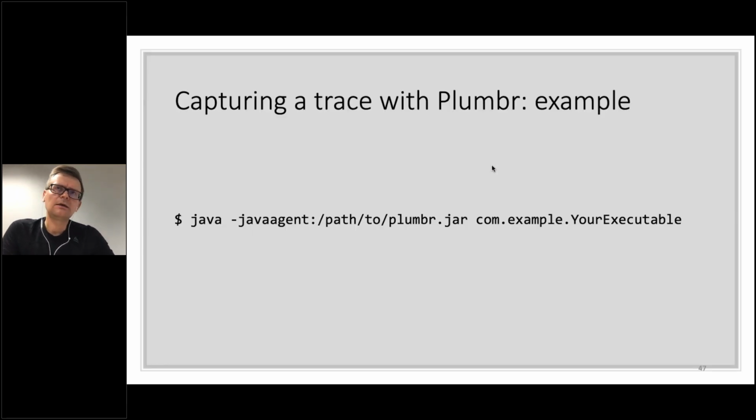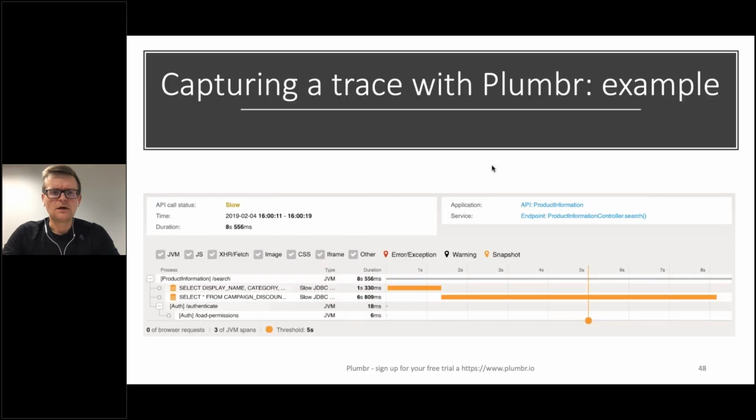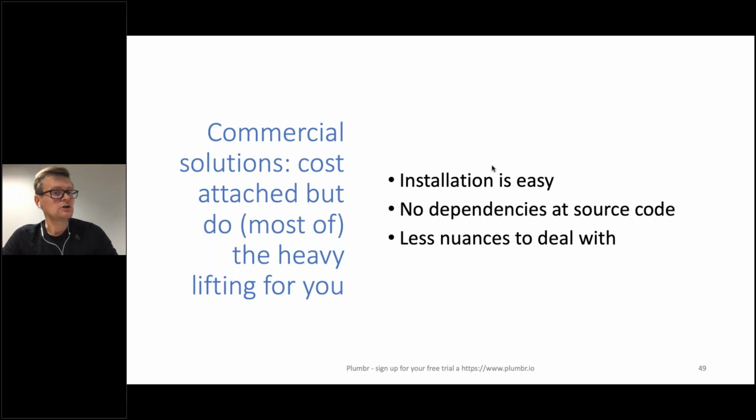Those solutions typically take a less obtrusive path and attach themselves, as seen in this particular example. This is how you would attach, for example, a Plumbr agent to your JVM. Just a startup parameter to however your JVMs get started. But the distributed trace itself that ends up being captured is doing the same as the Zipkin example or the open source example does, with some enrichment in detail level, but that's already a nuance. So you'd get the same result. With commercial solutions there is a cost side, of course, but there is slightly more heavy lifting that's done for you. So the installation doesn't involve any code changes, and you have overall fewer nuances to deal with.